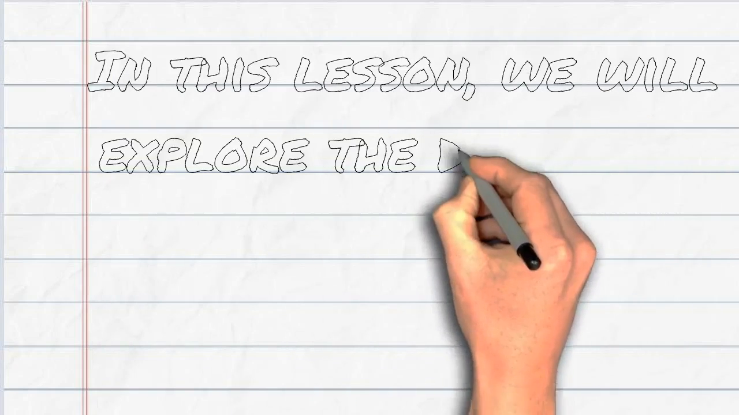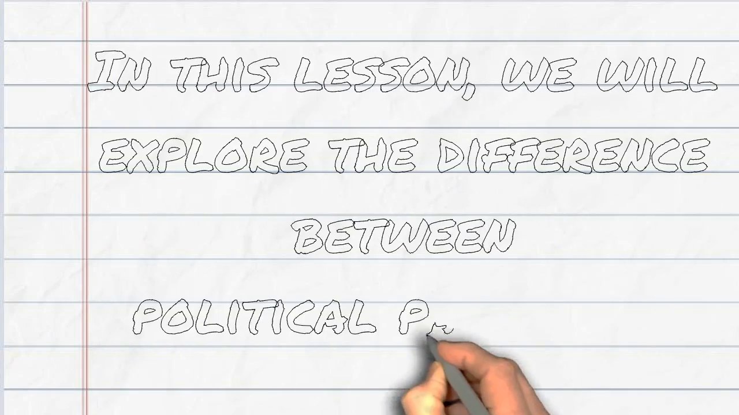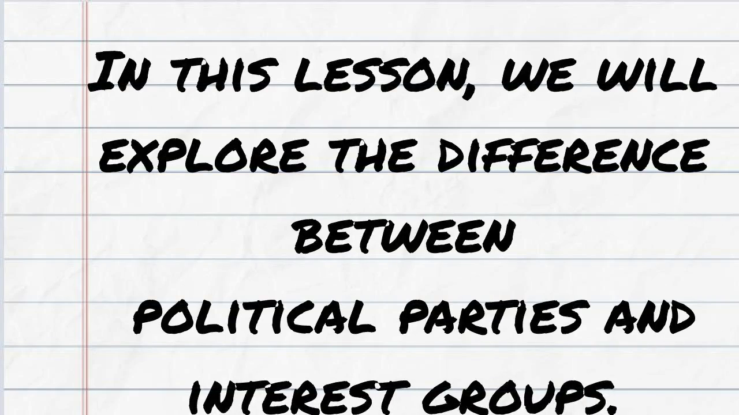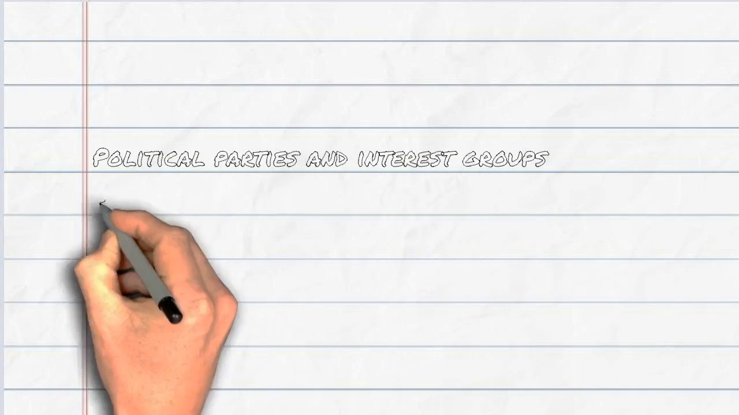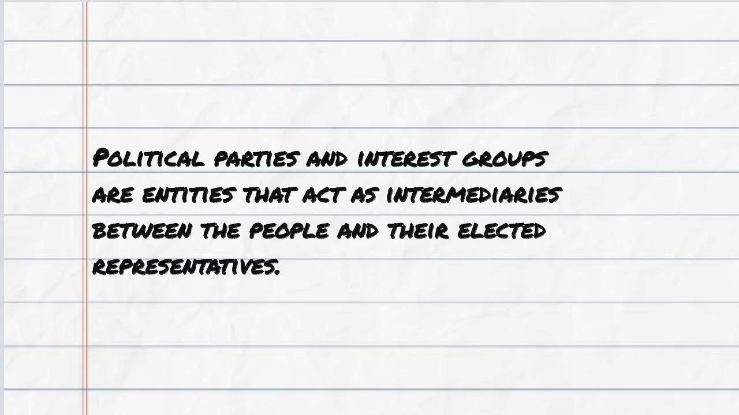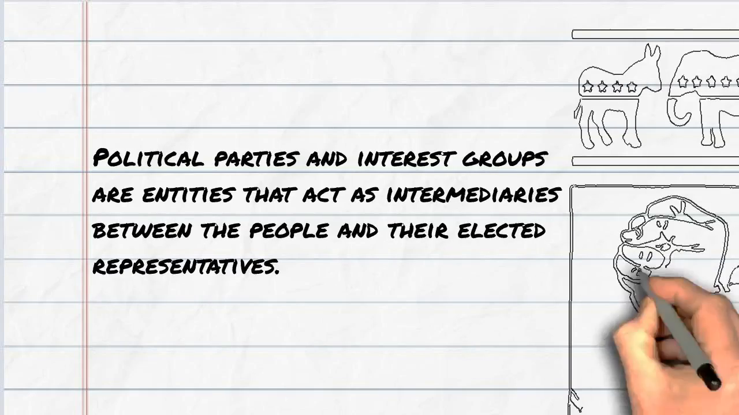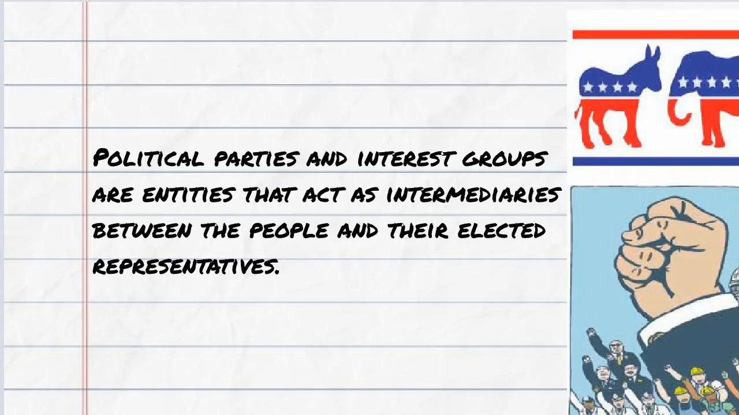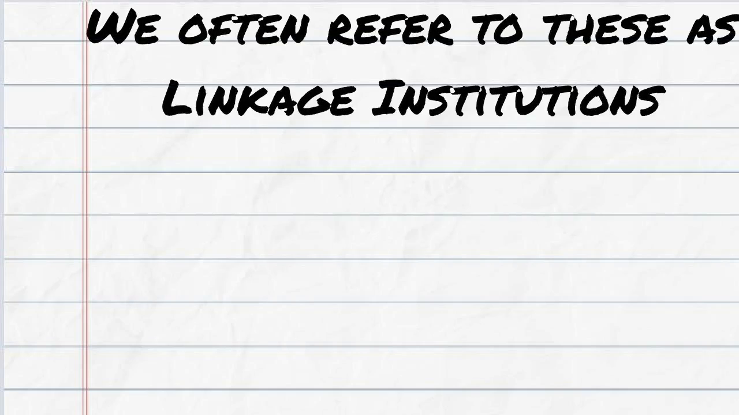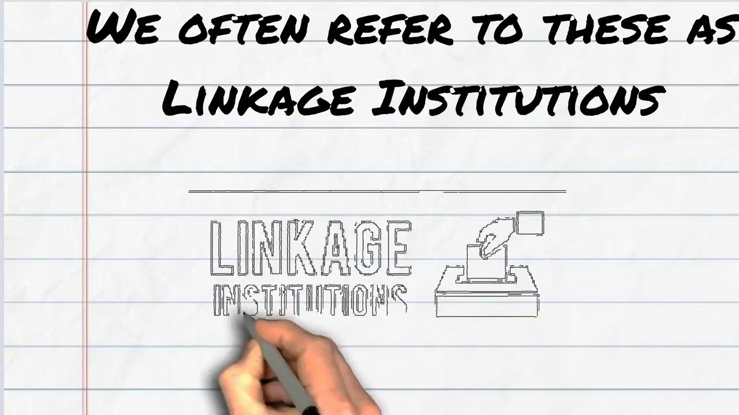In this lesson, we will explore the difference between political parties and interest groups. Political parties and interest groups are entities that act as intermediaries between the people and their elected representatives. We often refer to these as linkage institutions.